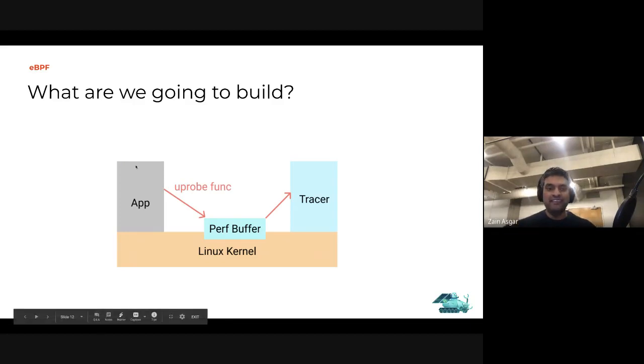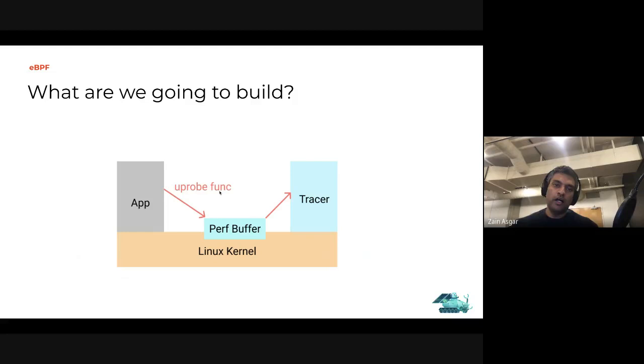So we already have the app that I showed you a little bit earlier. It's a simple, really dumb HTTP app that computes the value of E. We want to write the uprobe function based on what I talked about. We will take the output of the uprobe and write it to this thing called a perf buffer, which you can think of as just a little queue that you write the data to.